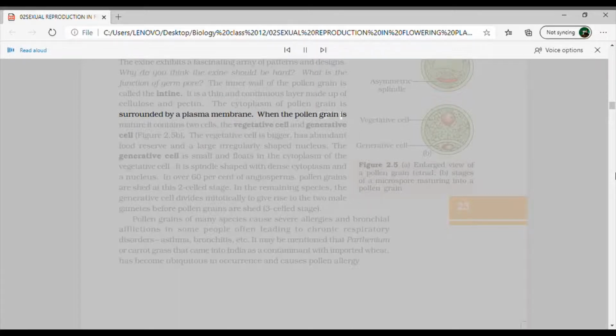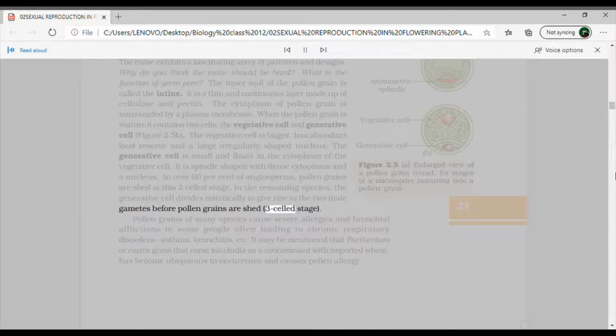When the pollen grain is mature, it contains 2 cells, the vegetative cell and generative cell, figure 2.5b. The vegetative cell is bigger, has abundant food reserve, and a large irregularly shaped nucleus. The generative cell is small and floats in the cytoplasm of the vegetative cell. It is spindle-shaped with dense cytoplasm and a nucleus. In over 60% of angiosperms, pollen grains are shed at this 2-celled stage. In the remaining species, the generative cell divides mitotically to give rise to the 2 male gametes before pollen grains are shed, 3-celled stage.